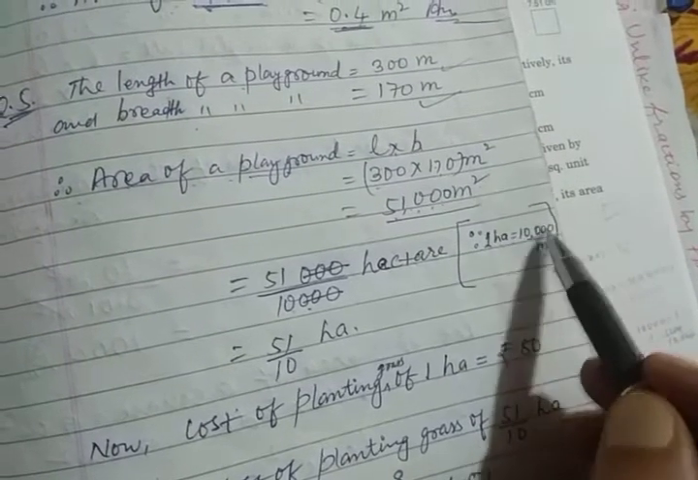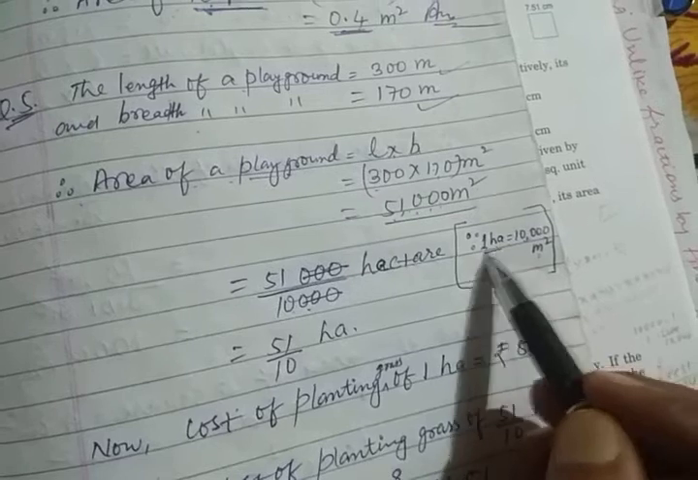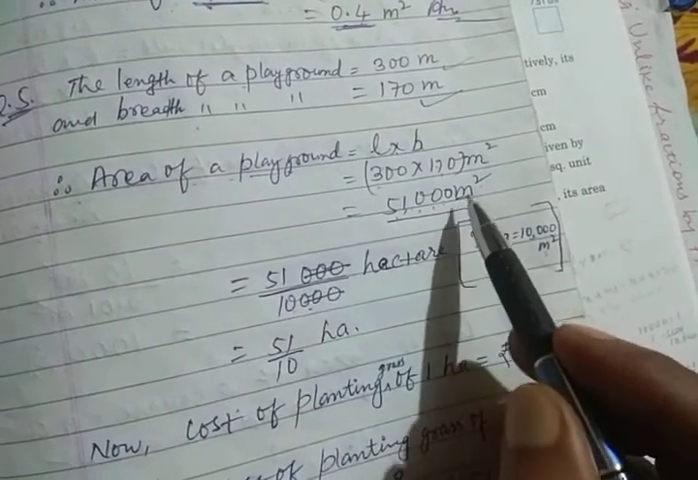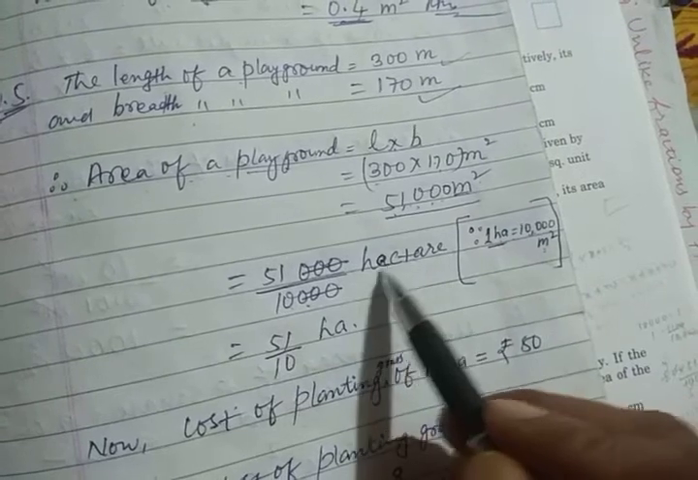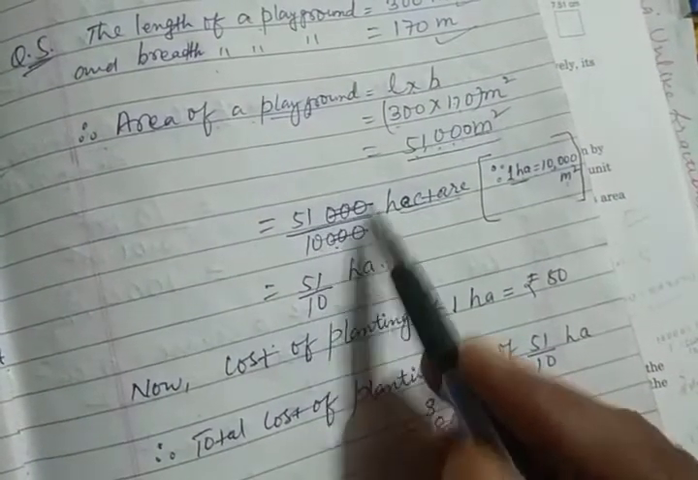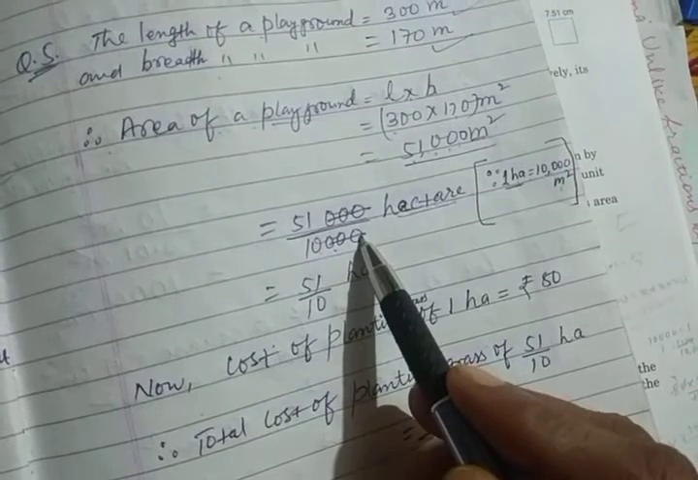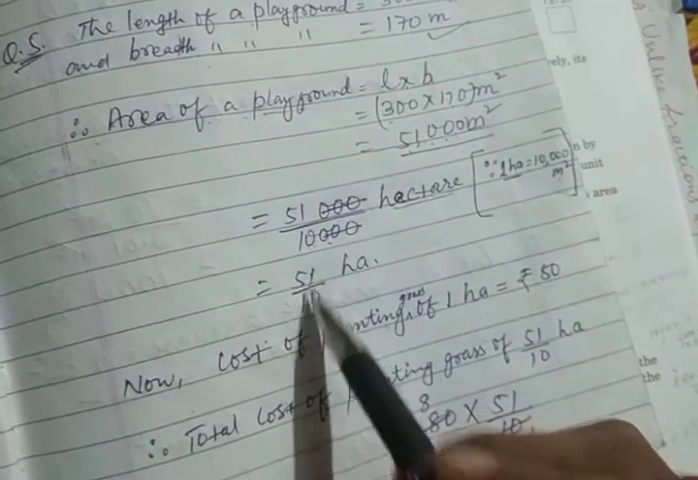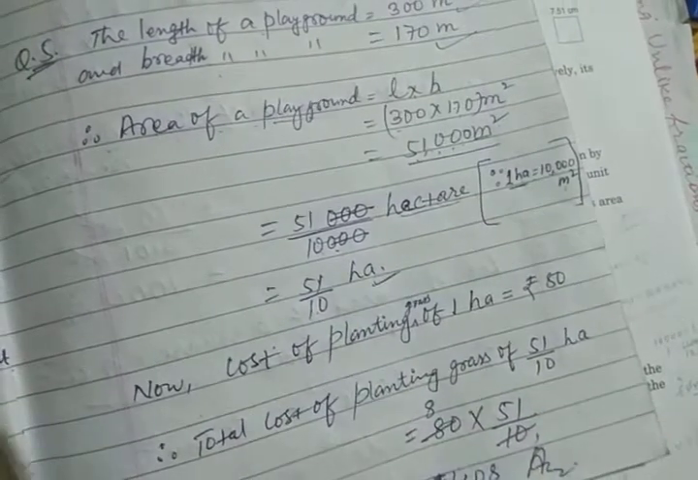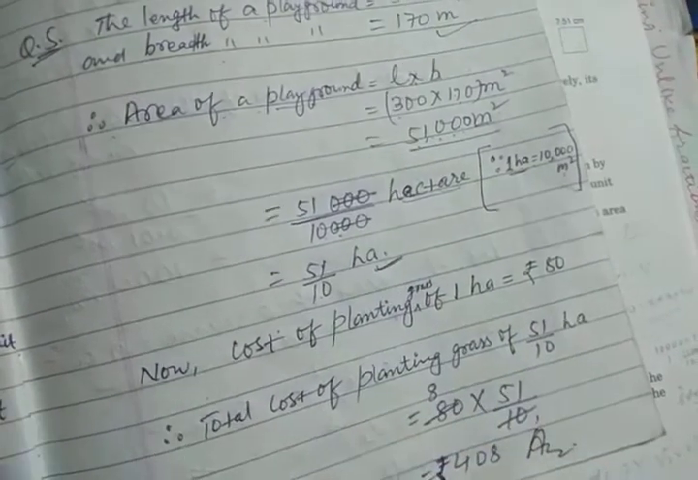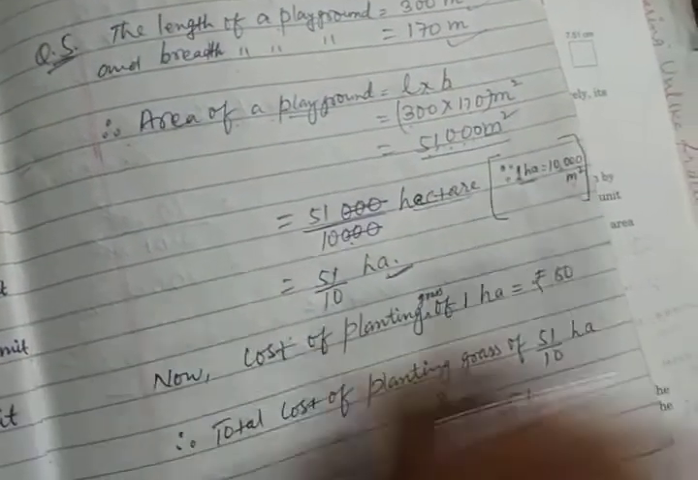Means 10,000 meter square is equal to 1 hectare. So meter square is converted into hectare. Clear? So 3 zeros cancel. 51 by 10. 51 by 10 hectare. Area of playground 51 by 10 hectare. Clear?